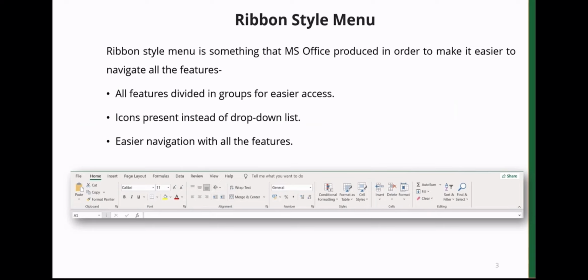And what the ribbon menus help us do is to navigate and use the features easily. They are divided in groups for easier access. There are icons present, and obviously navigation is much easier. You do not have to search and scroll through all the functions and the features that are available. I mean, how easy that makes our life when we are working, because we can actually go to every ribbon menu that is there and figure out what functions or features we might require when we are creating a certain document, be it Word, be it presentation, be it a worksheet.